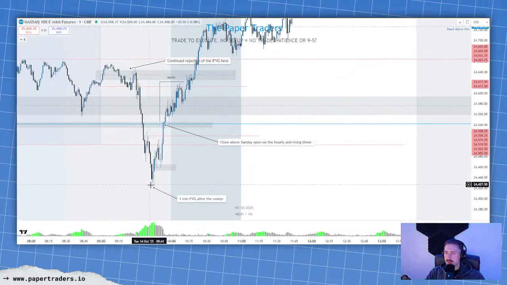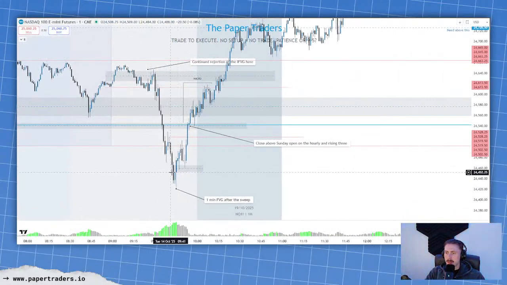We had this initial fair value gap that we wanted to see after this displacement, after that sweep right there, right at 945. We swept that, displaced through this fair value gap, retested this fair value gap, and continued to the upside.